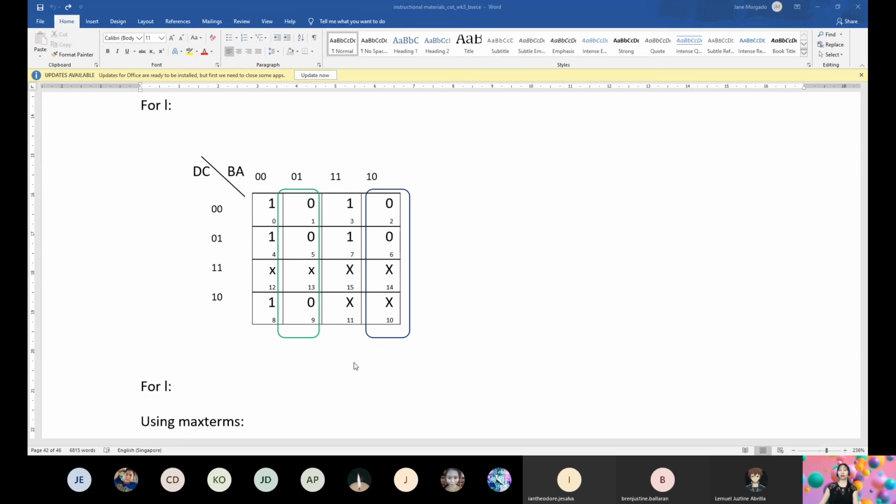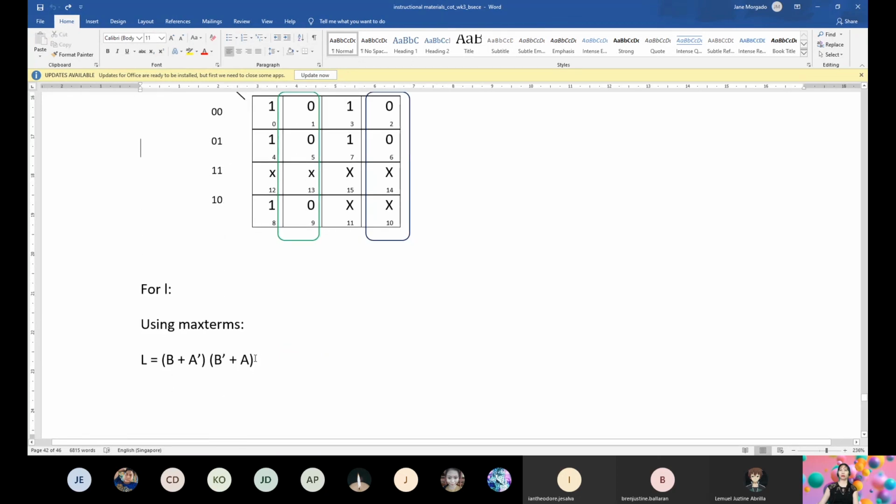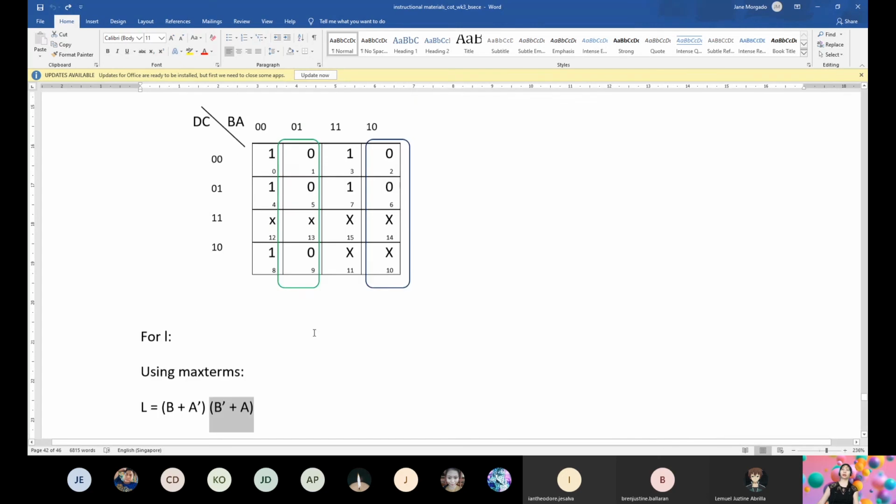Okay, so for L, we are still using max terms. We included this X so it becomes one straight loop. Because the more literals in a loop, the more literals are eliminated. The more outputs looped, the fewer literals.